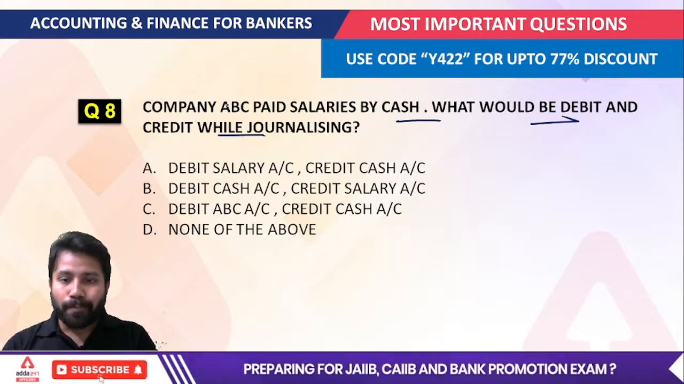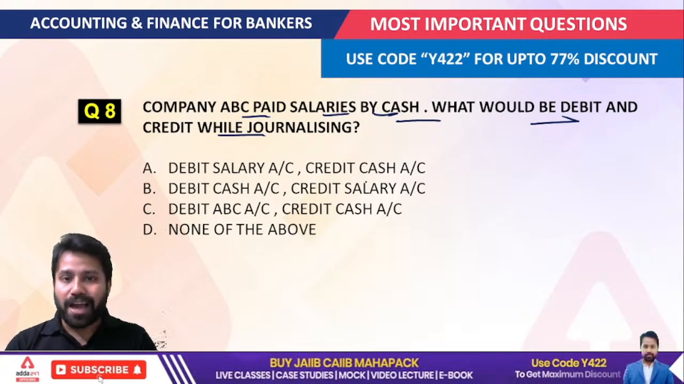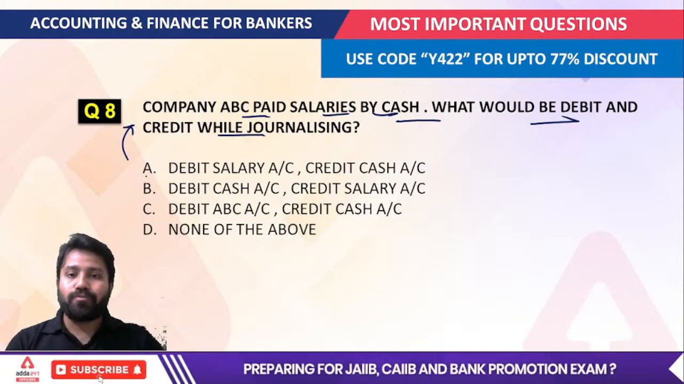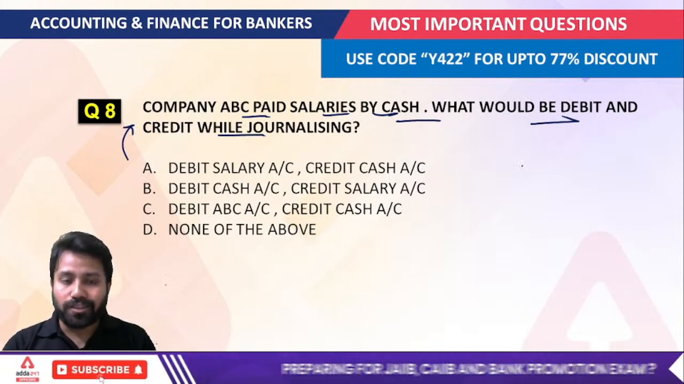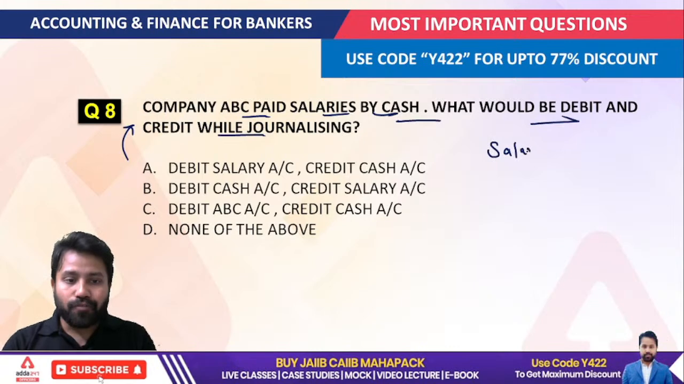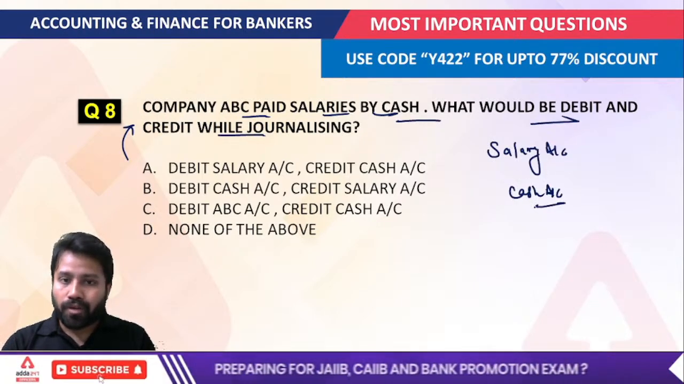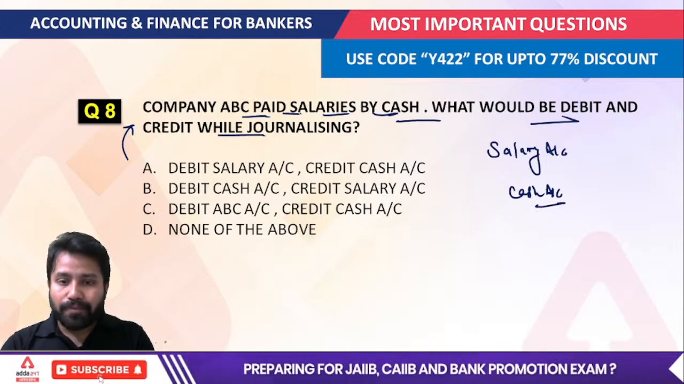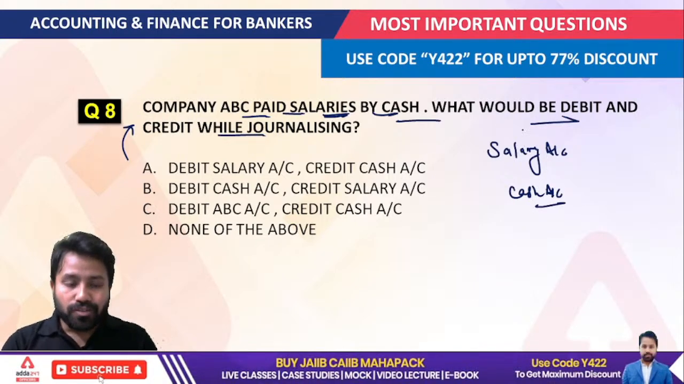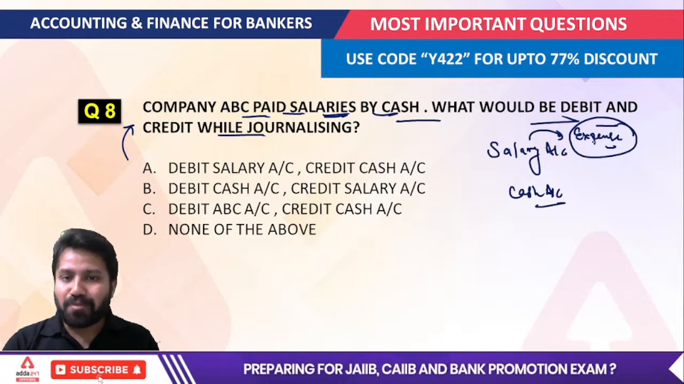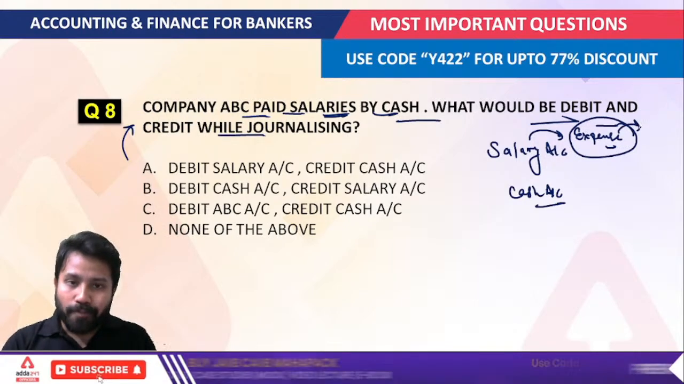When we talk about company ABC paying salaries by cash, the very first thing you have to recognize is which accounts are included in this transaction. The first account you will say is the salary account, and the other one is the cash account. Salary is a kind of expense for the company, and expenses we keep in which account category? That is the nominal account category.